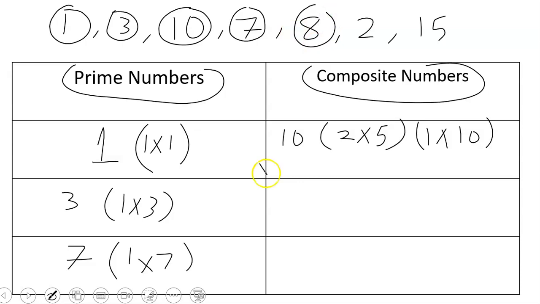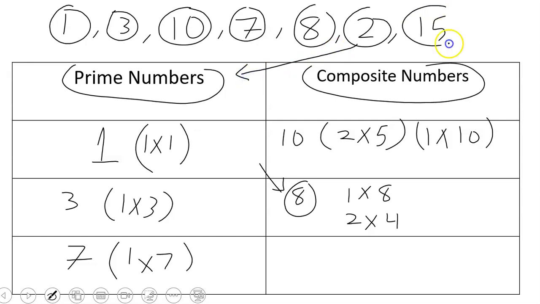8. 8 is a composite number. You know why? Because we have 1 times 8, 2 times 4. إذا عدد مركب لأنه أقدر أصنعه بأكثر من عدد غير الواحد والعدد نفسه. How about 2? 2 is a prime number. 15. 15 is a composite number. Why? Let us try. What factors do you multiply to get 15? We can say 1 times 15. We can say another sentence or another product, 3 times 5 equals 15.